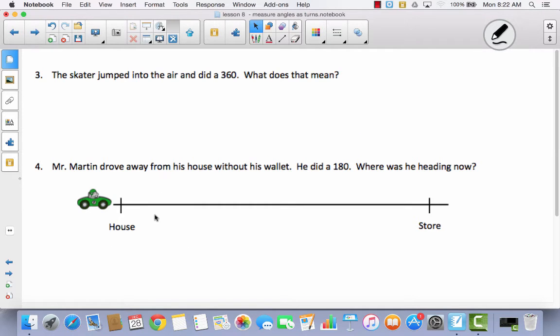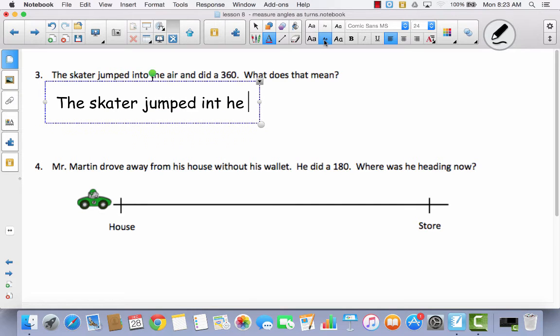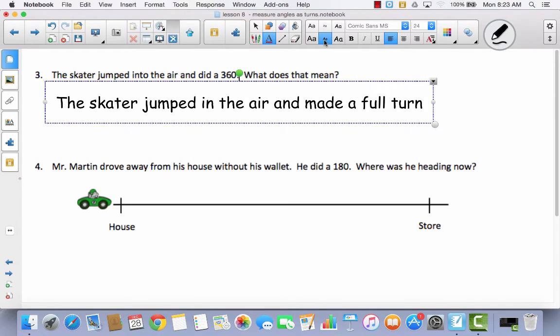The skater jumped into the air and did a 360. What does that mean? So think about what we just said a minute ago, 360 degrees. How does that relate to a circle and a turn? Well, hopefully you said that if a skater jumped into the air and did a 360, that means that the skater jumped in the air and made a full turn. Okay, so what I mean by that is if the skater was facing me, he jumped in the air and turned all the way around so that he was still facing me before he came back to the ground.